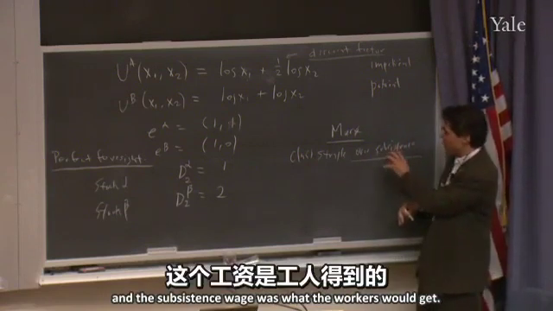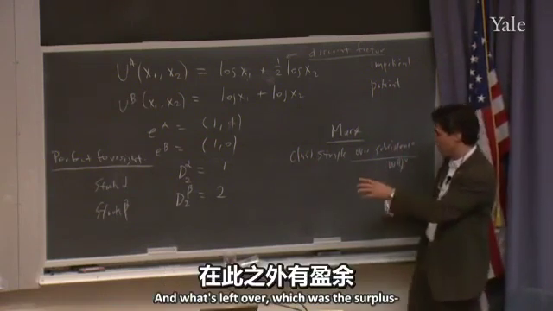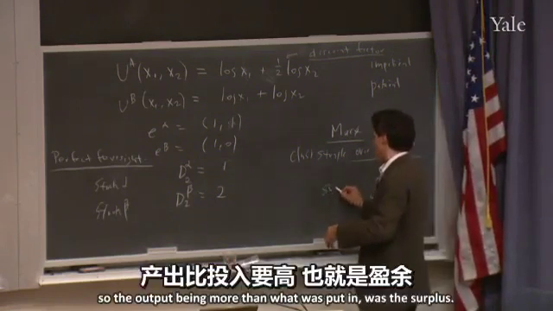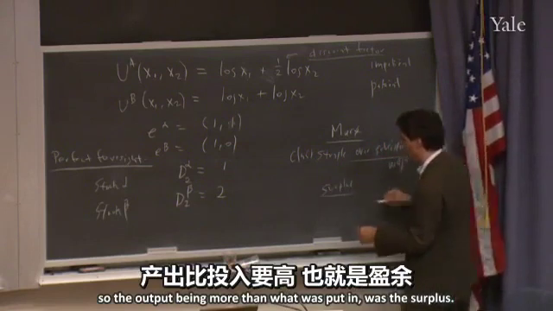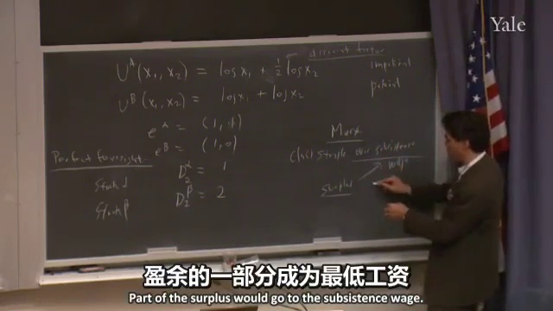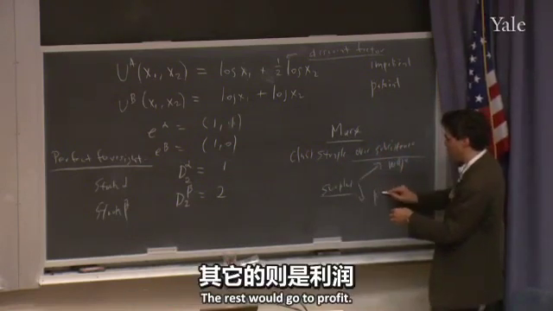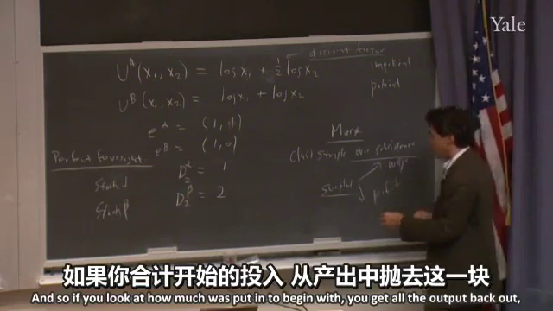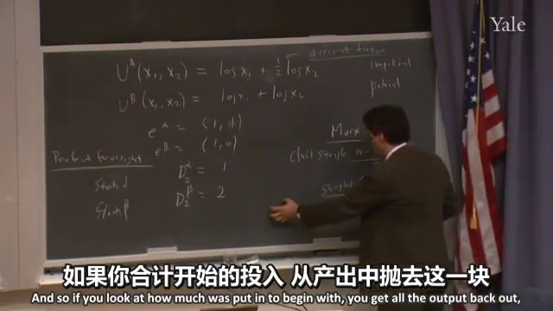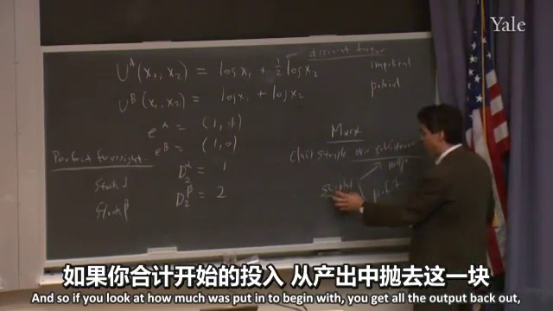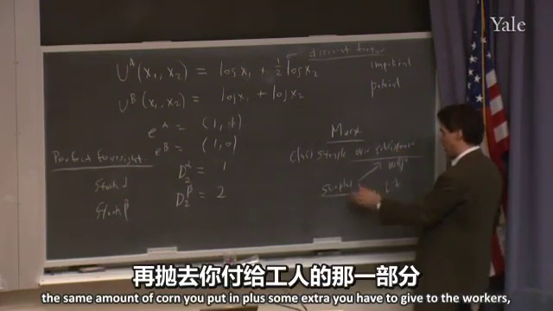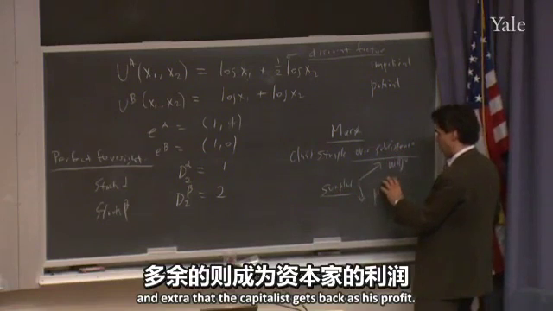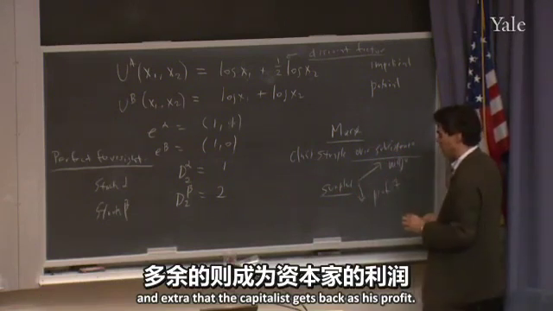And the subsistence wage was what the workers would get, and what's left over was the surplus. So the output being more than what was put in was the surplus. Part of the surplus would go to the subsistence wage, the rest would go to profit. And so if you look at how much was put in to begin with, you get all the output back out, the same amount of corn you put in, plus some extra you have to give to the workers, and extra you give to the capitalist gets back as his profit.